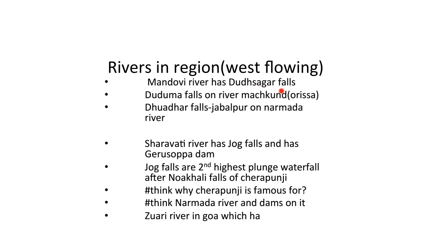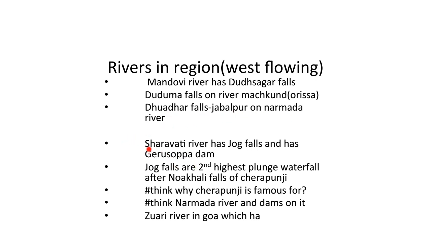Since I have given Dudhsagar Falls, I have also thought to give you Duduma Falls. This is not a west flowing river, this is an east flowing river, but you can have confusion over these waterfalls, so I have tried to link those things. Okay, Duduma Falls and Dhuadhar Falls, these are found on the Narmada River.